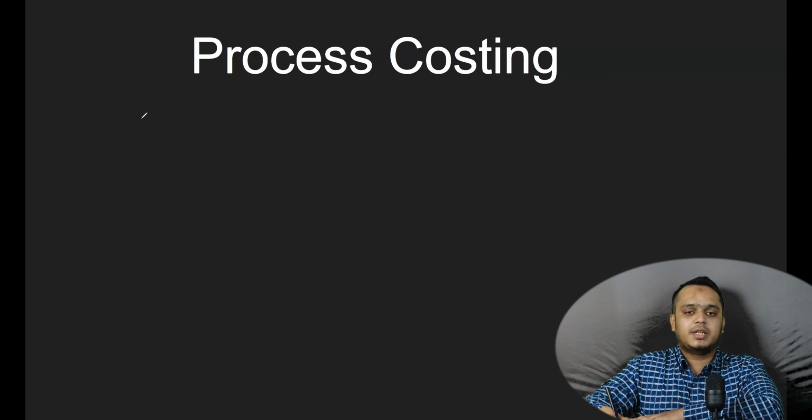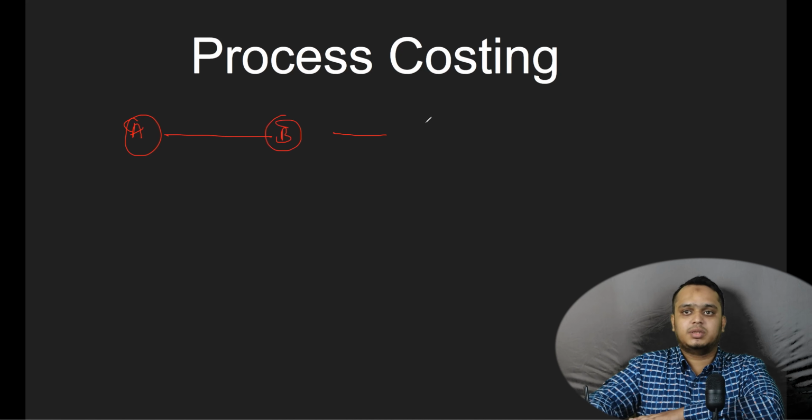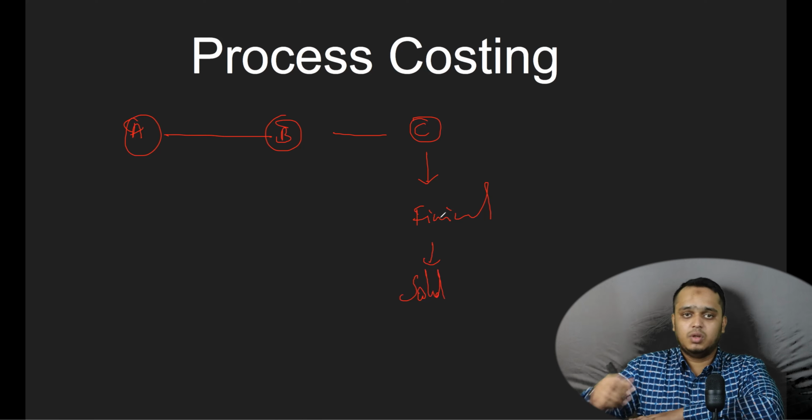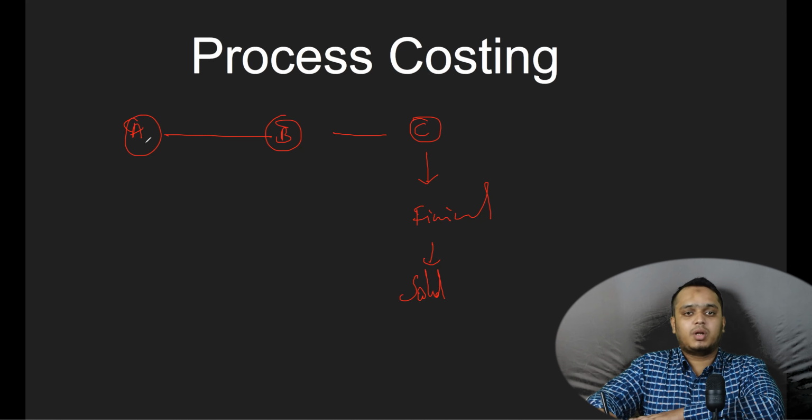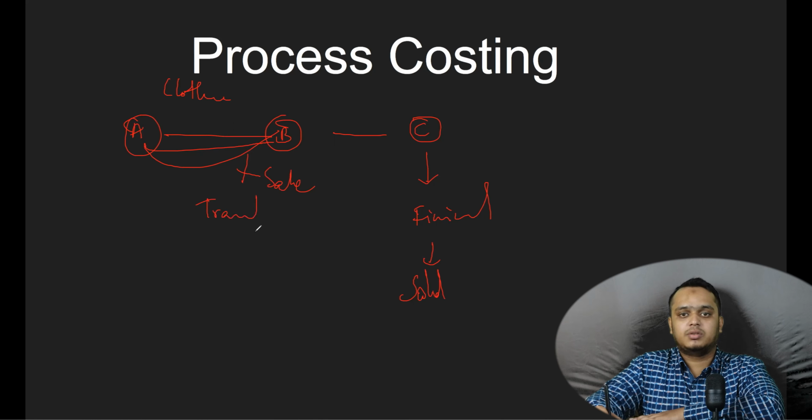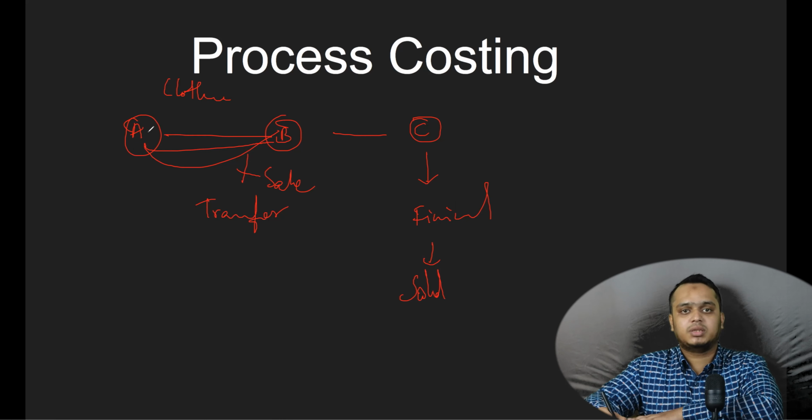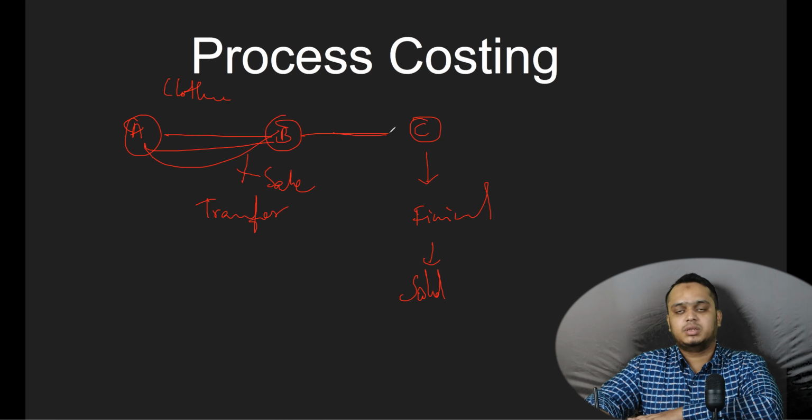So process costing is basically you are transferring goods from process A to process B to process C, and then it becomes a finished good, and then it is sold in the market. Suppose you're making clothes. When you forward from process A to process B, this is not considered a sale. It is a mere transfer. So there is no profit added when you are transferring it from process A to process B, then process B to process C.